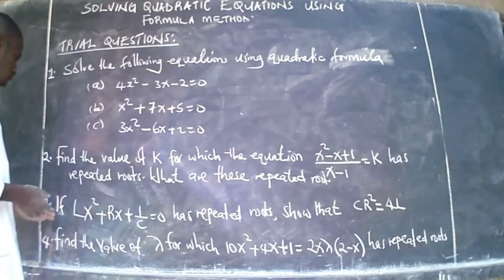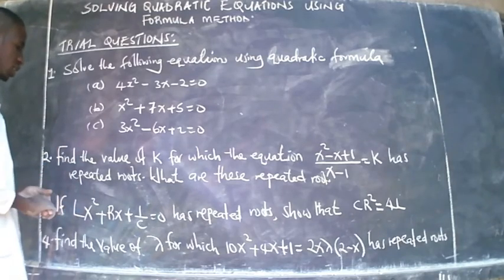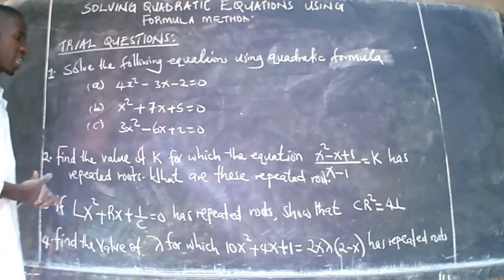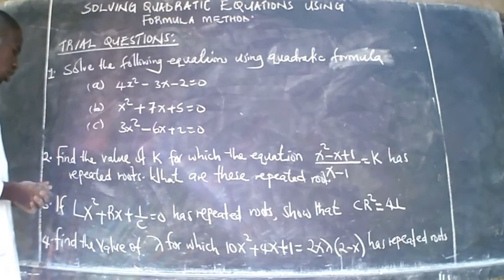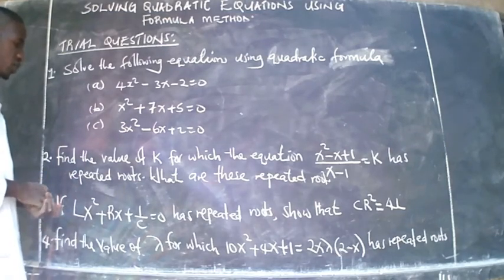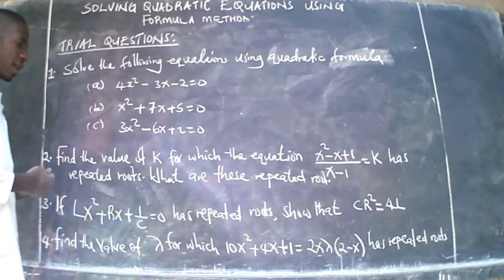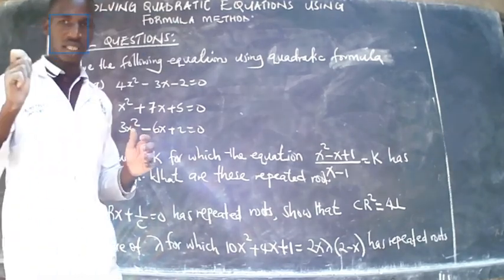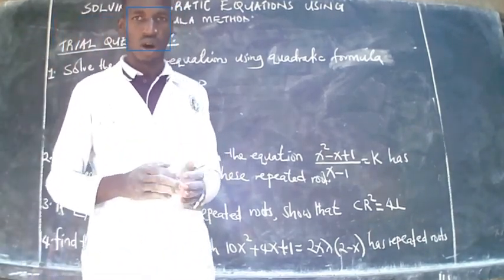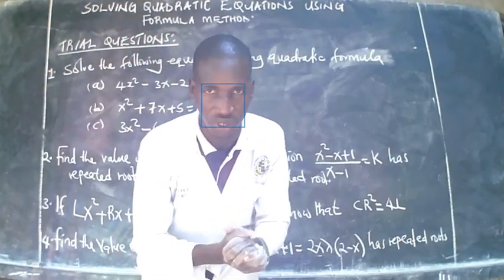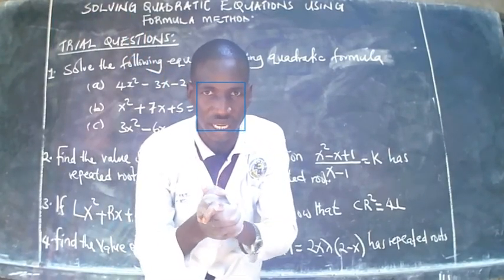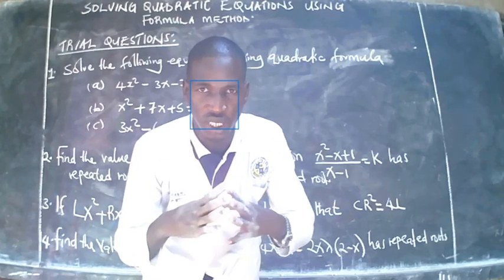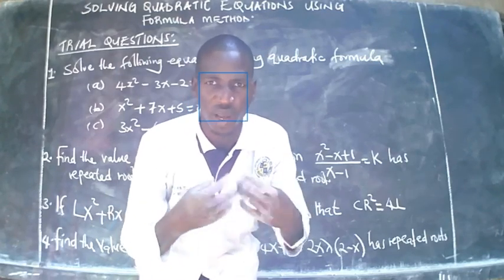Number 3, if Lx squared plus Rx plus 1 over c equals 0 has repeated roots, show that c r squared equals 4L. Then lastly, number 4, find the value of lambda for which 10x squared plus 4x plus 1 equals 2x lambda into 2 minus x has repeated roots. Please do those numbers and don't miss the next lesson, which will be solving quadratic equations using the completing the square method, and also we are going to see the minimum and maximum value of a quadratic equation.